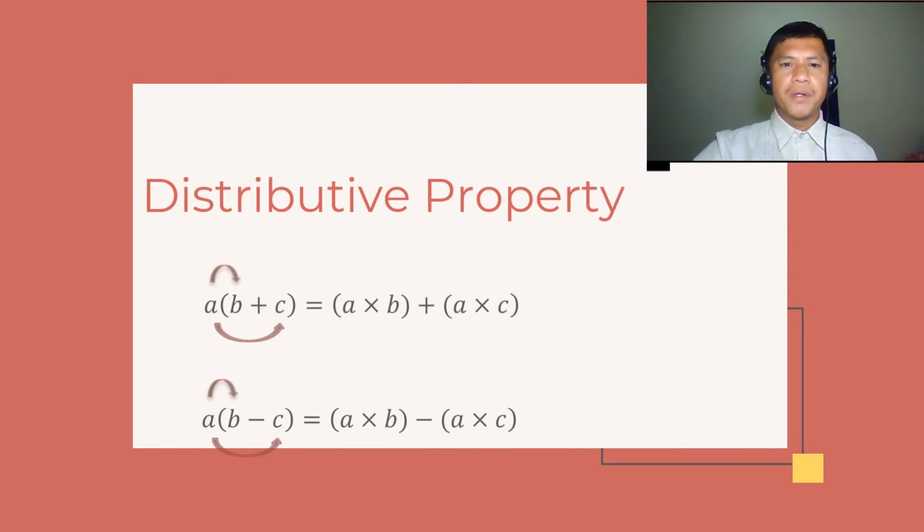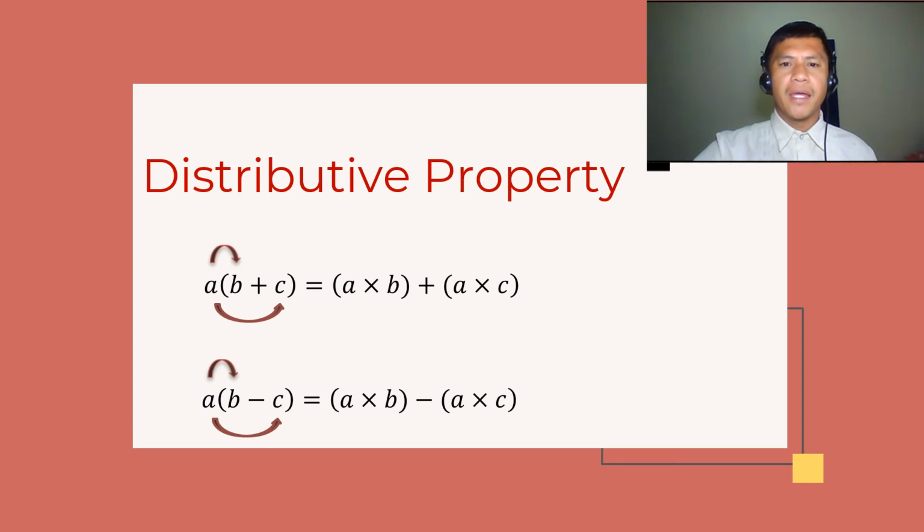To remember this property, simply multiply a to the inner terms of the quantity b and c, and then simply copy the sign of the operation inside the parentheses.